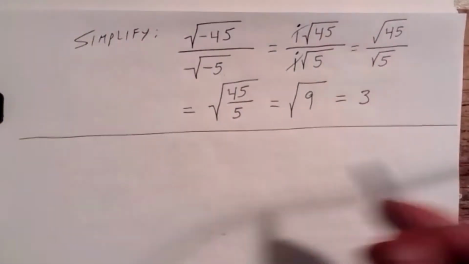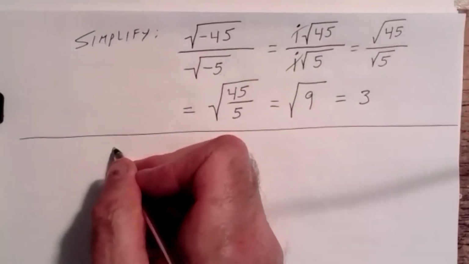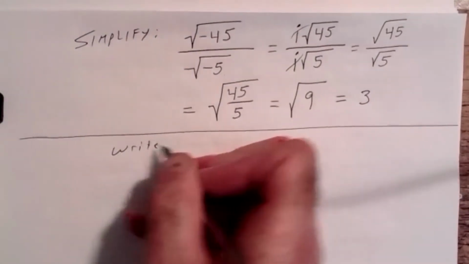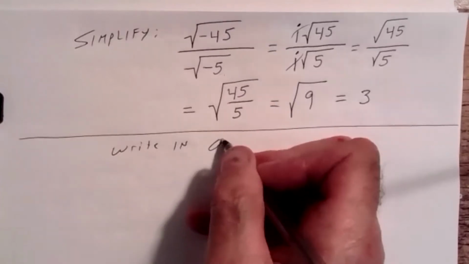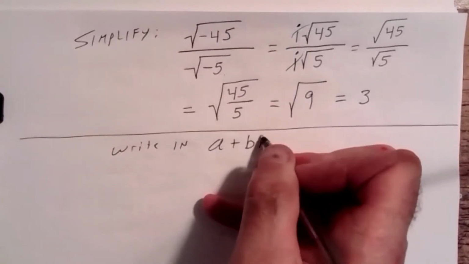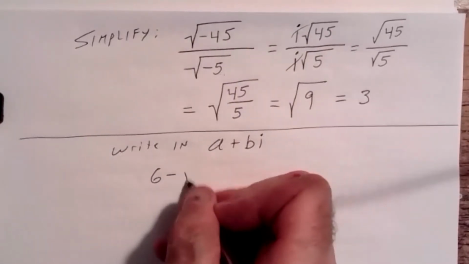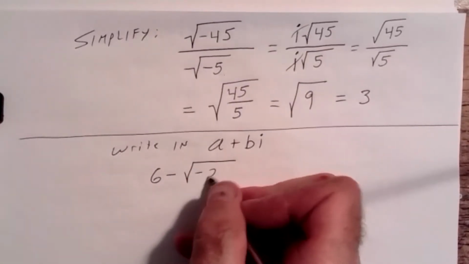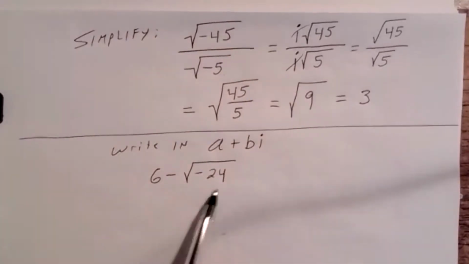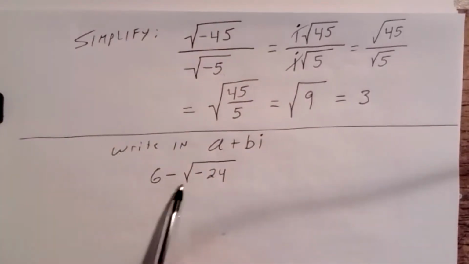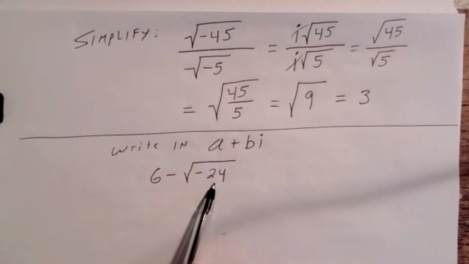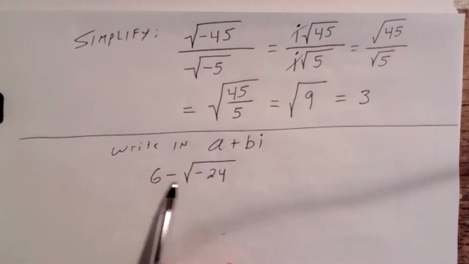All right. Suppose that I want you to write the following in standard form, a plus bi form. This is standard complex number form, and I give you 6 subtract the square root of -24. How would I, ladies and gentlemen, write this in standard complex number form, a plus bi form? Well, what's the first thing we would do here? Anybody?